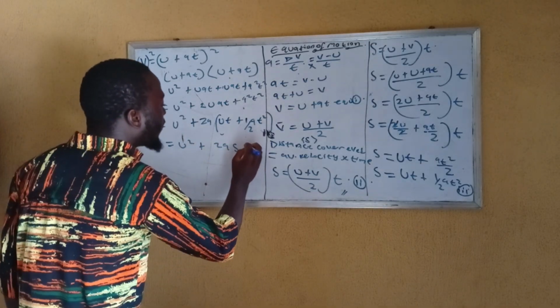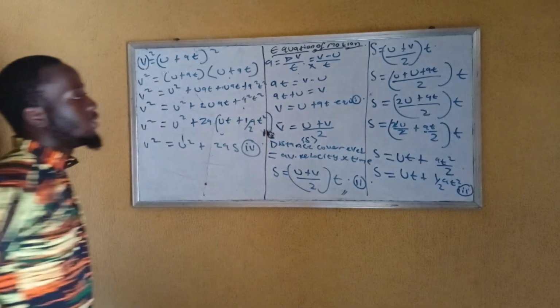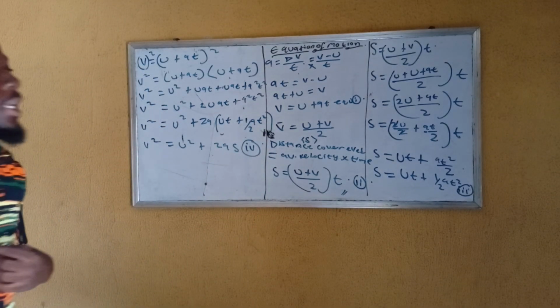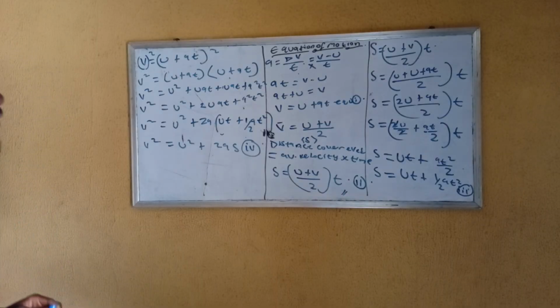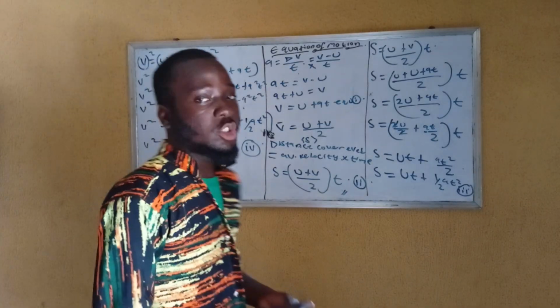So this is the fourth equation of motion. So these are the four equations of motion derived. Hope you are getting me. Now let's take questions on this.